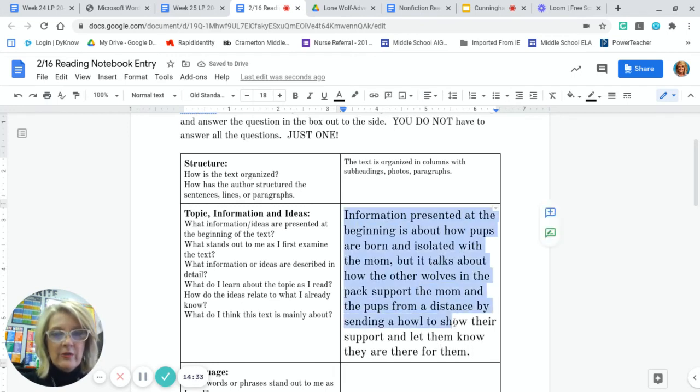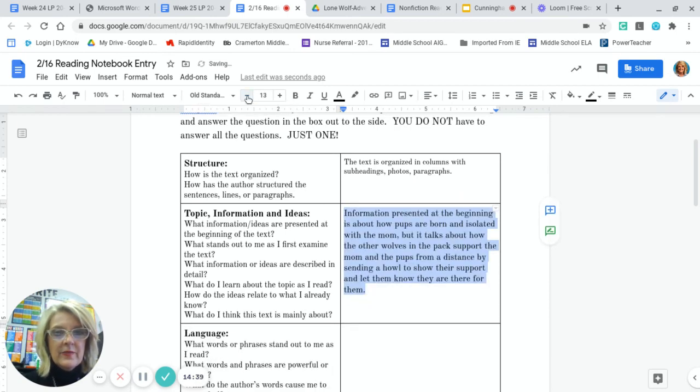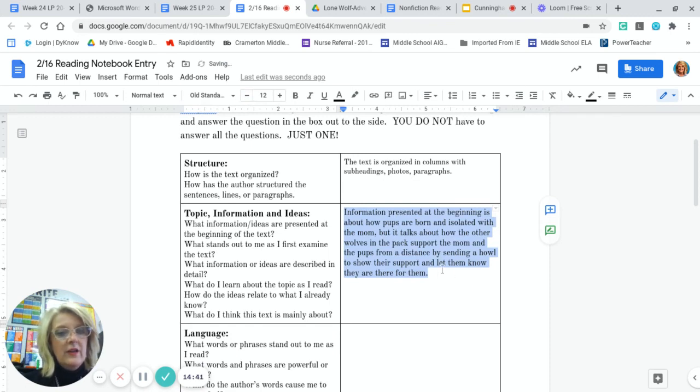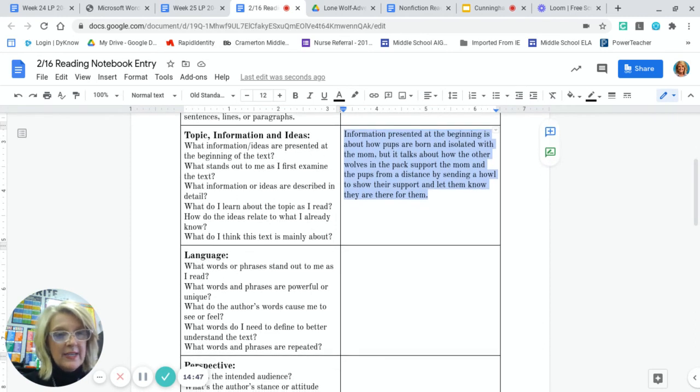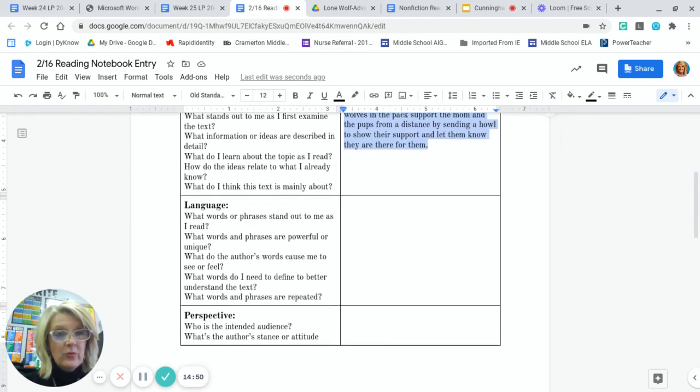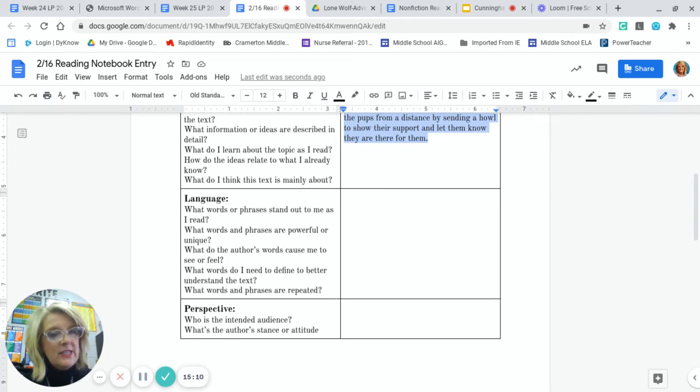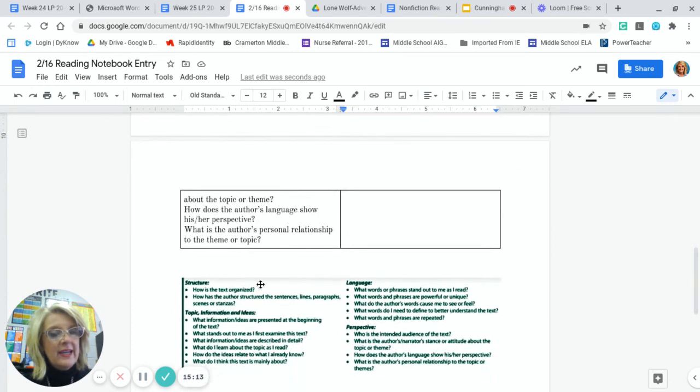All right, so hopefully this has given you an idea of the thought process of when we read informational text. Now what you're going to do is you're going to finish reading the passage on Lone Wolf, and you can add some here if you would like about what you've learned about the topic as you read. And then I want you to choose one of these questions to answer, to think on the type of language that's being used in this passage. And then who do you think is the intended audience, and what's the author's stance or the attitude? And you can scroll on down.